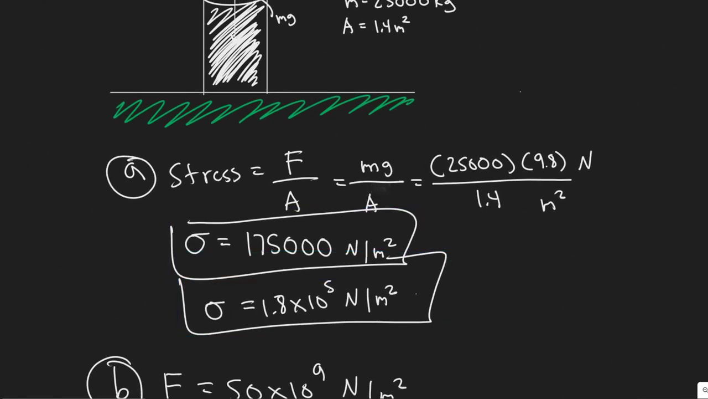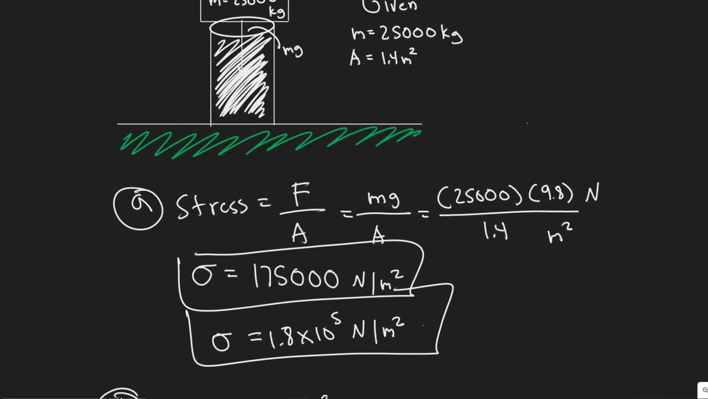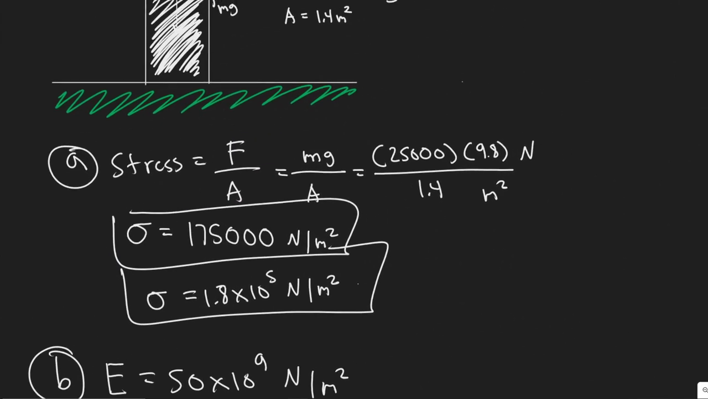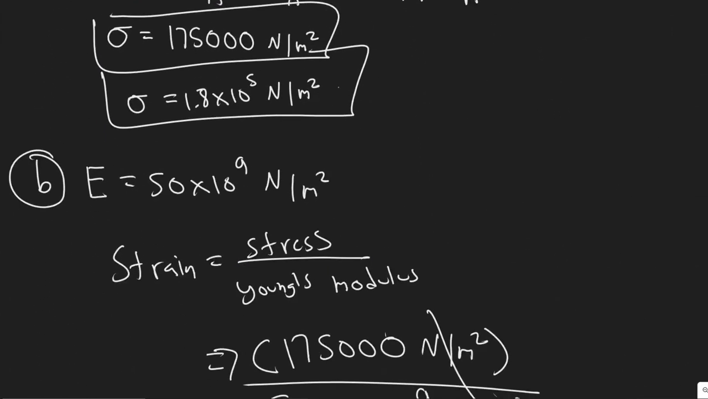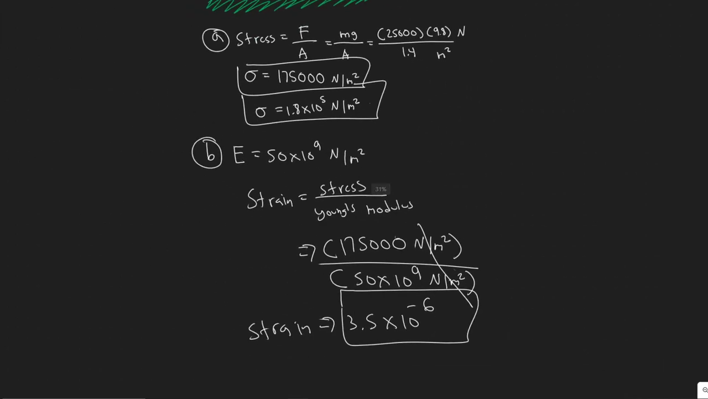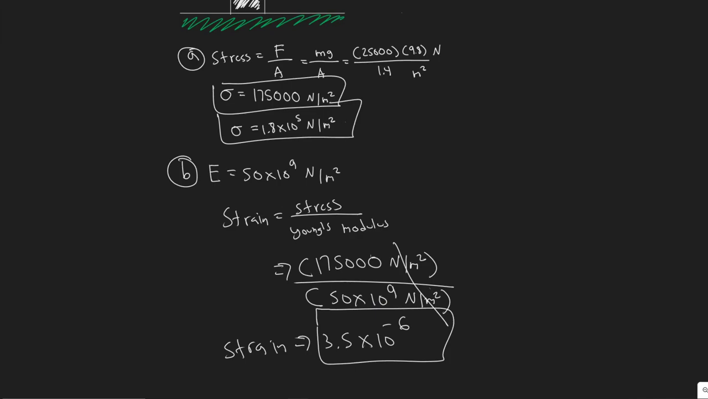And so the main takeaways for this problem are that stress equals the force exerted by the object on our material, divided by the cross-sectional area, and then the formula for strain, which is the stress over Young's modulus. So these are going to be your answers. And hopefully you found this video useful.